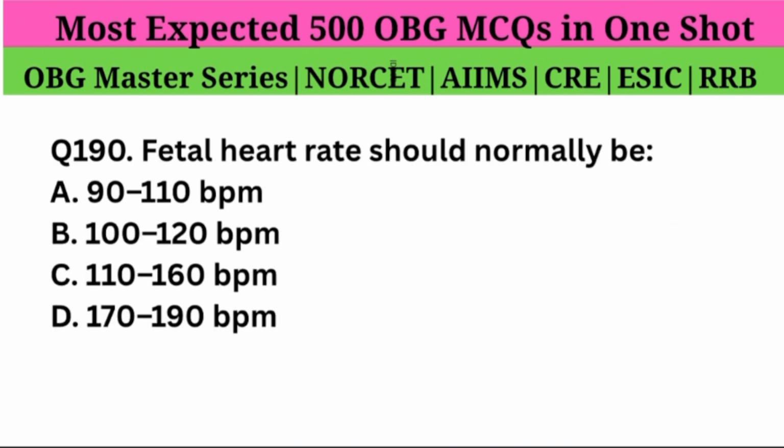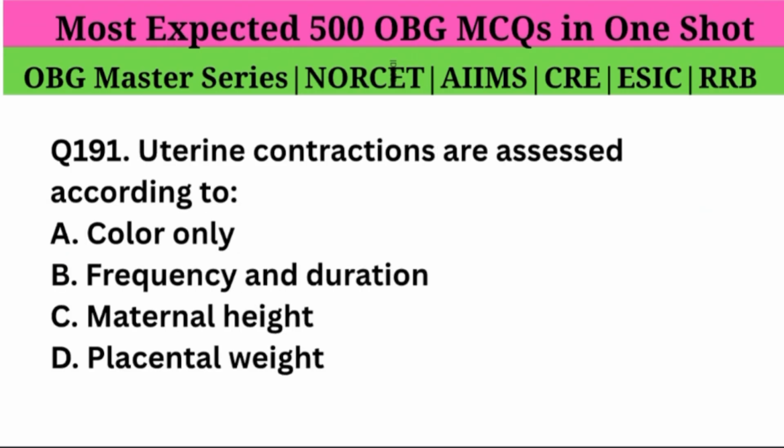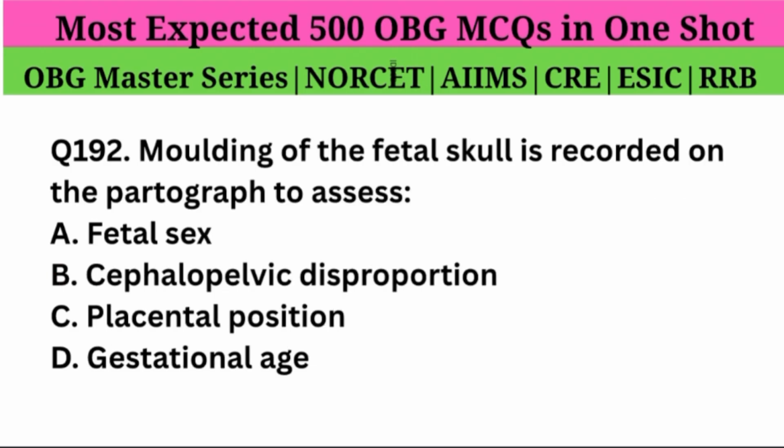Next question, fetal heart rate should normally be. Your correct option is option C, 110 to 160 beats per minute. Next question. Uterine contractions are assessed according to. Your correct option is option B, frequency and duration. Next question. Molding of fetal skull is recorded on the partograph to assess. Your correct option is option B, cephalopelvic disproportion, CPD.